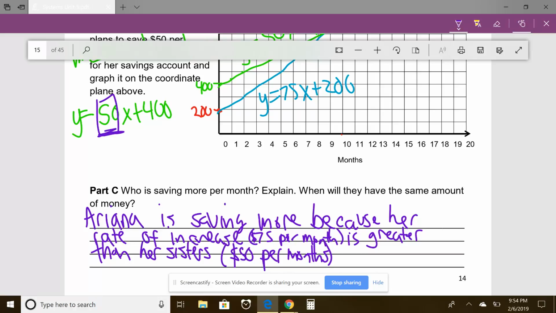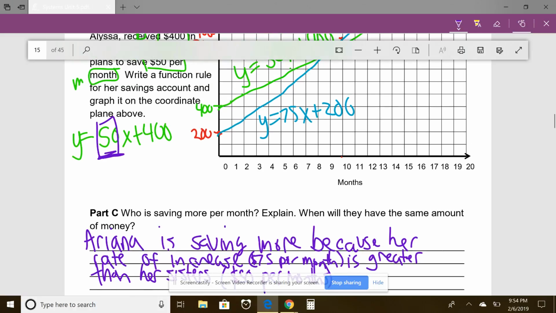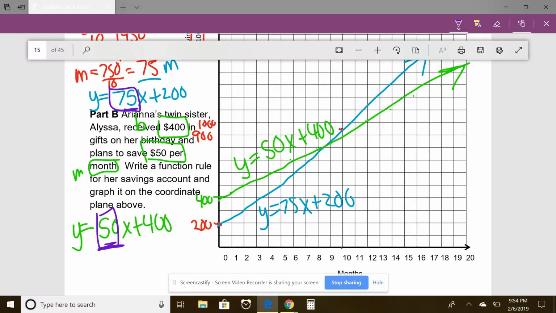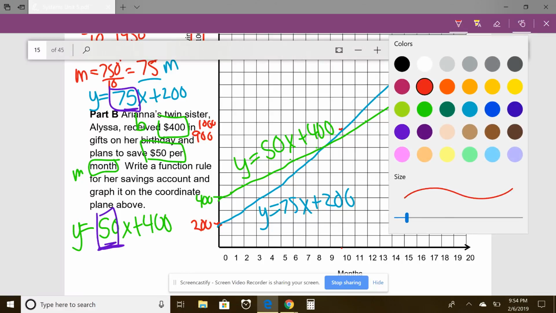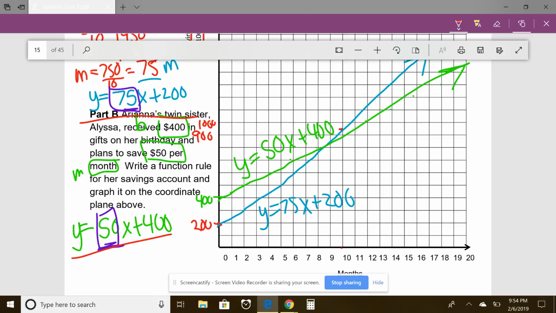Now, when will they be the same? This is where we use our systems of equations. We have two equations here, Ariana's and her sister's, and we want to set them equal to each other, or use our substitution rule. You set the expression equal to each other. So I'm going to show my math over here because I don't have a lot of room on the bottom. So we have 75x plus 200 equals 50x plus 400.